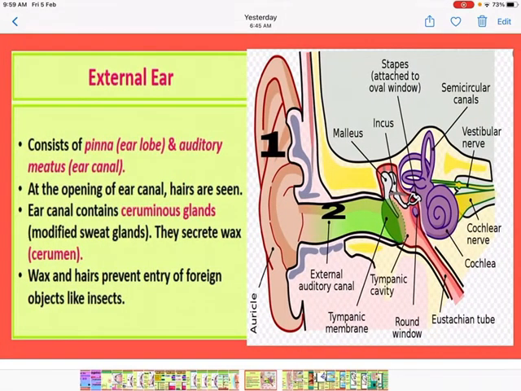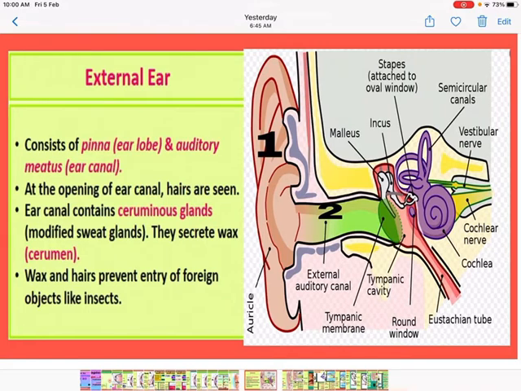Now start with the external ear. See the diagram. See labeling 1 and 2. One is the pinna or earlobe, and second is the auditory meatus or ear canal. We can see hairs at the opening of the ear canal, and also glands called ceruminous glands are present in the ear canal, and these glands are responsible for secreting wax. Both these hairs and wax prevent entry of foreign objects like insects in the ear.